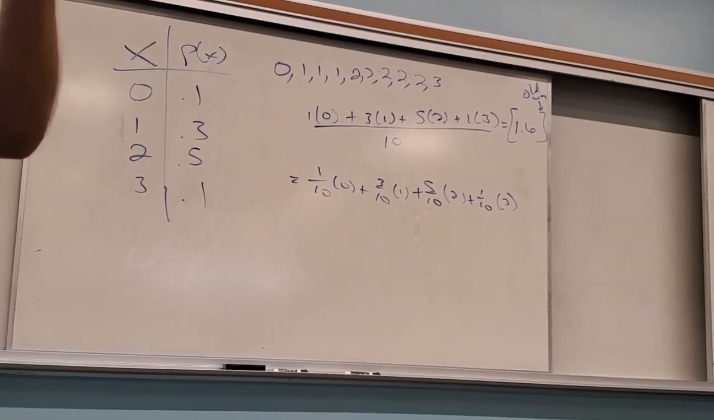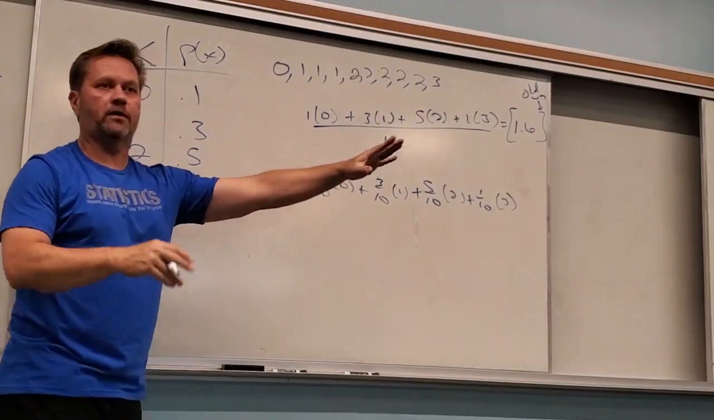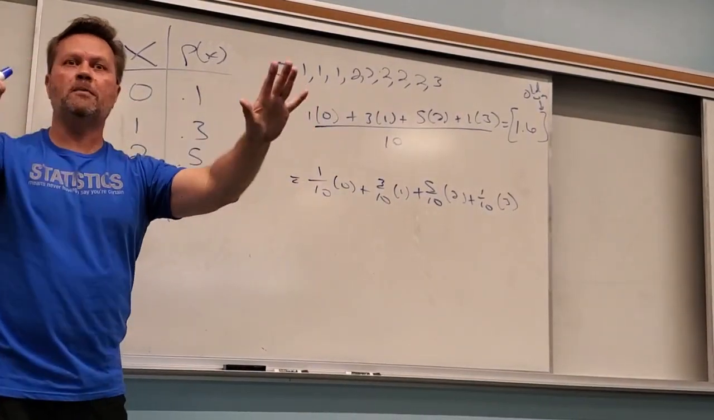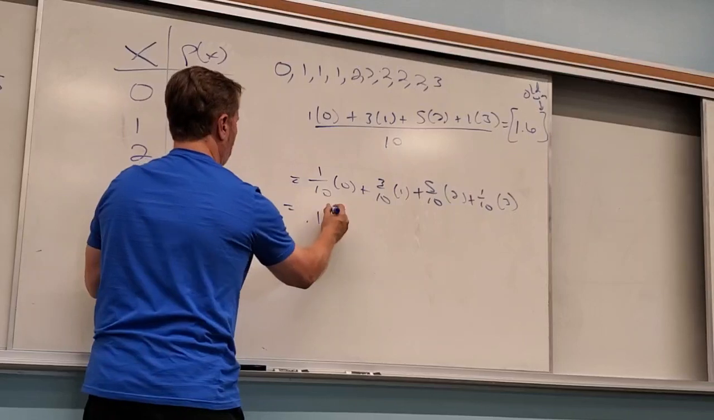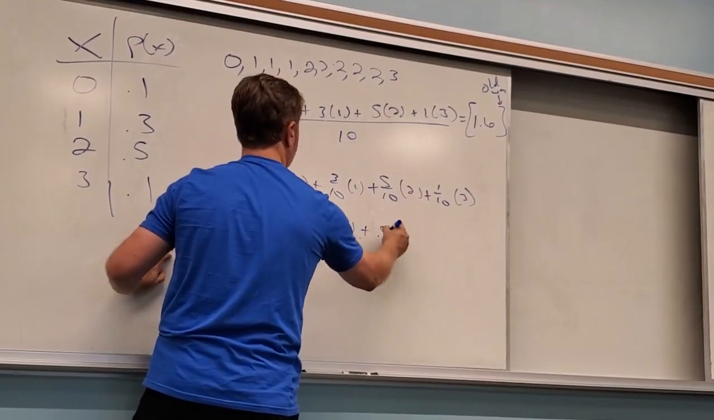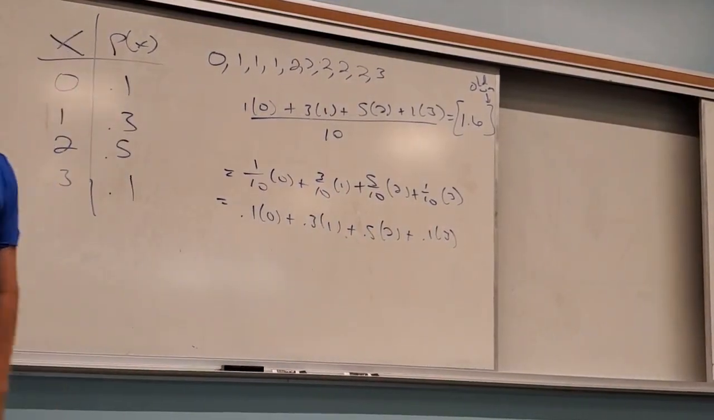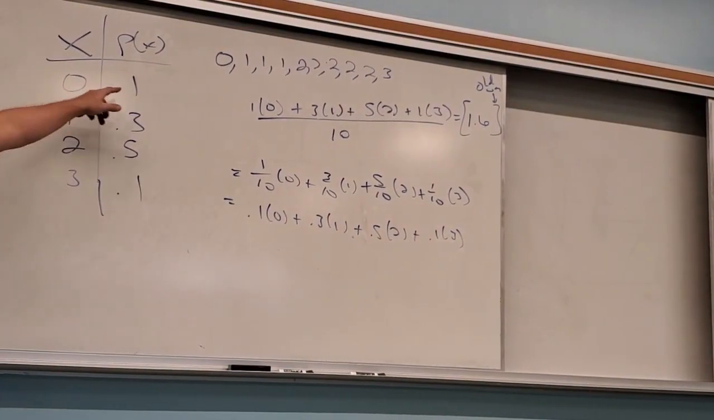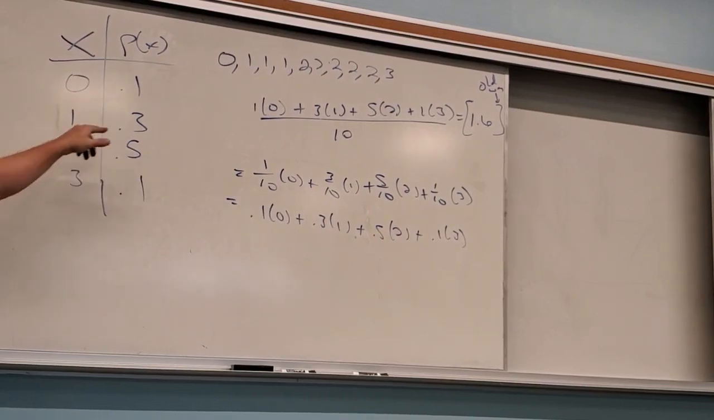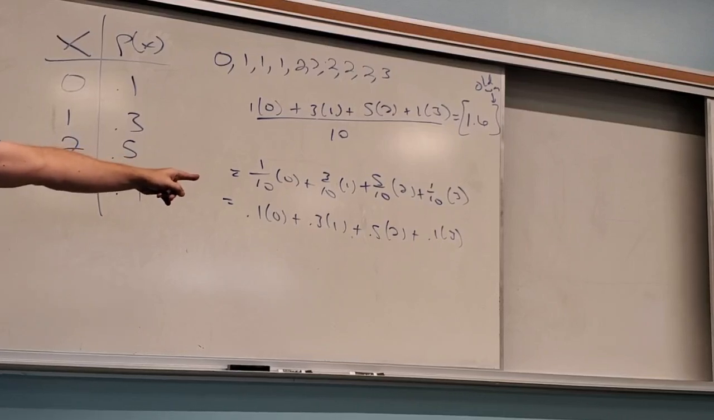Good answer. No, it's not wrong. I can make mistakes, but this is not wrong. 1/10 of 0 plus so forth. Is everybody cool with that? Same math. In fact, can't I write this as 0.1 times 0 plus 0.3 times 1 plus 0.5 times 2 plus 0.1 times 3? Do you see how that relates to the elements of the table? When I just multiply across and add down, I get the same thing, right?